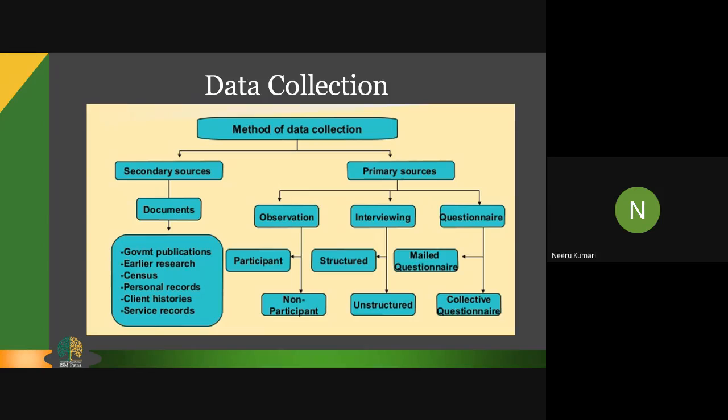So can I get quickly in the chat box the differences that we have identified, the differences that we could understand related to primary and secondary? When we say primary, it is first hand. When we talk about secondary, it is second hand. So how many of you have practiced primary sources? Have you collected any data directly from the people? If yes, quickly in the chat box. Yes, yes, quickly in the chat box.